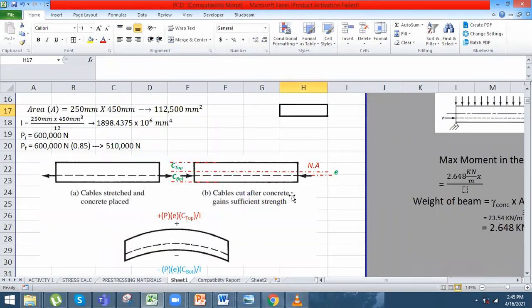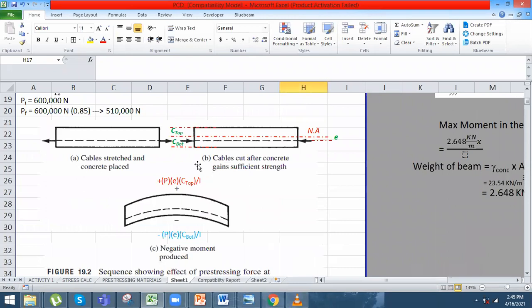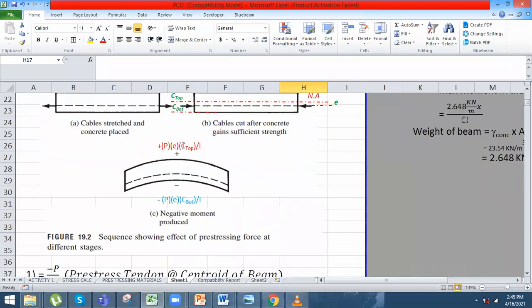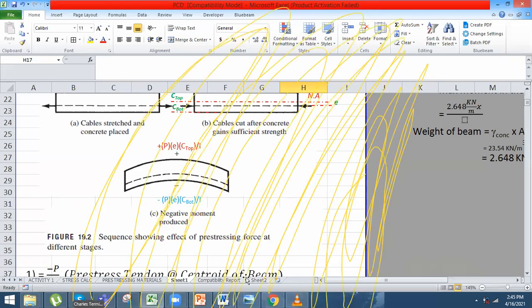Due to compression, when it is applied below the neutral axis, it would create a bending like this, wherein the upper portion of this beam is subject to flexural positive stress, then the bottom is subject to negative stress.